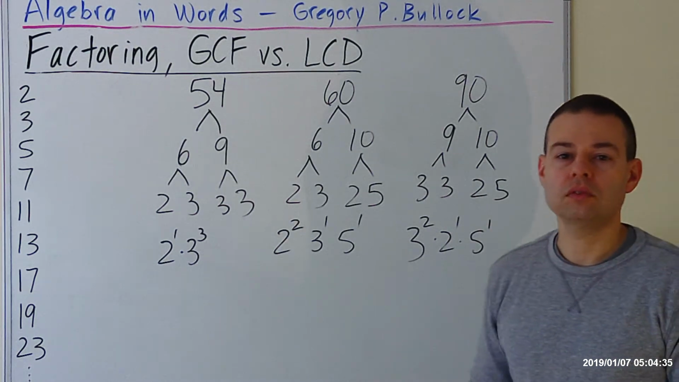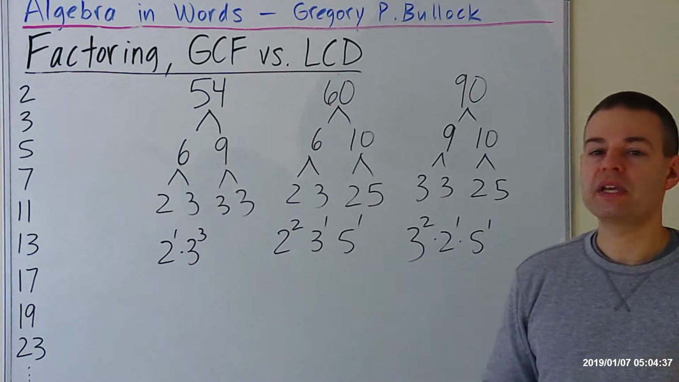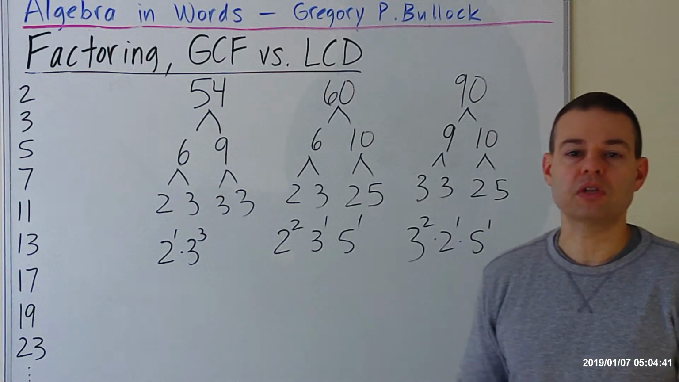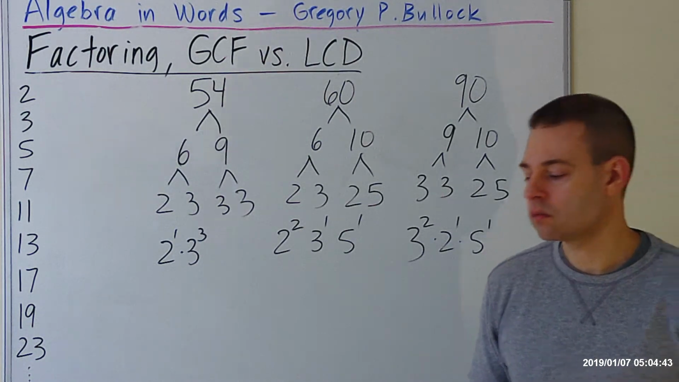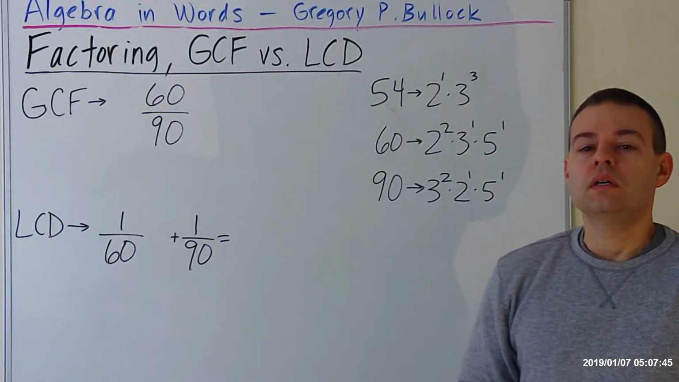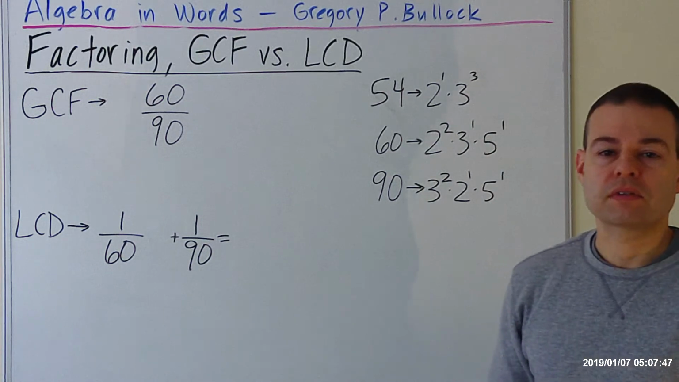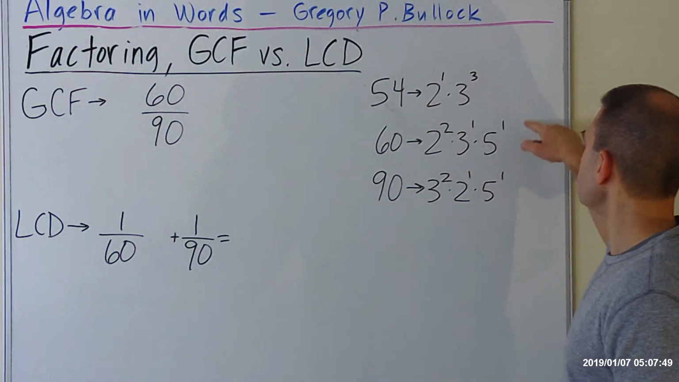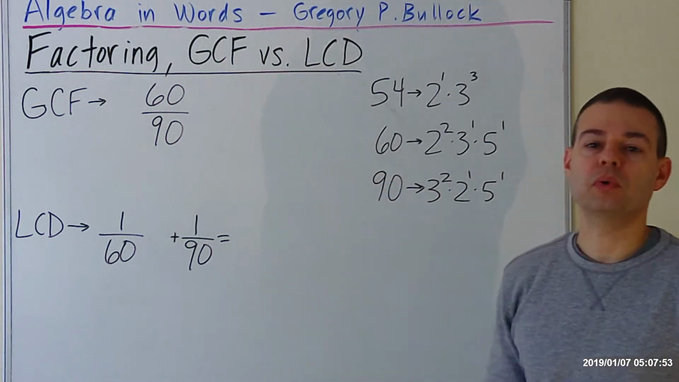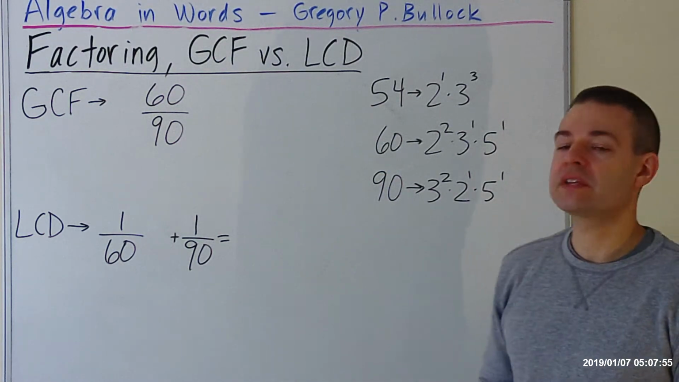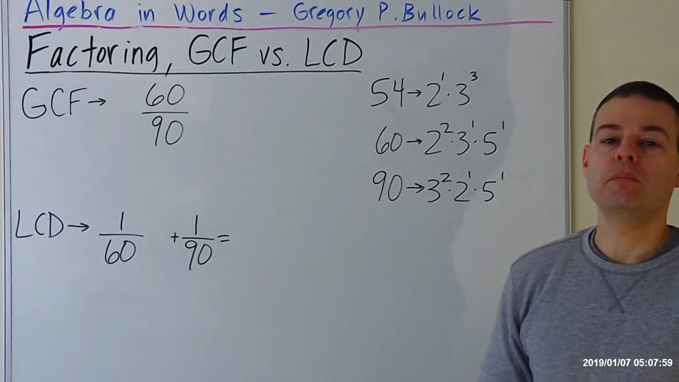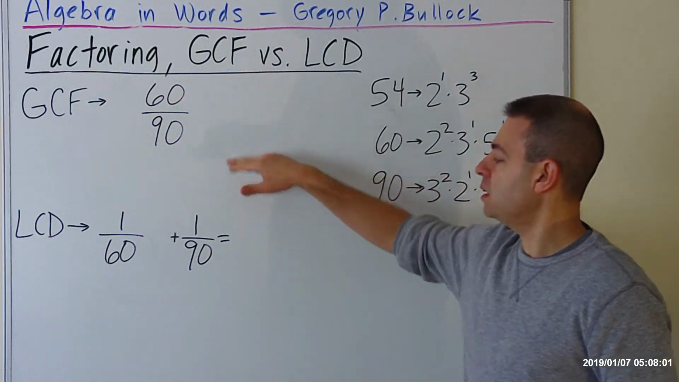Alright, so now that we have those, I'm going to basically erase some stuff and put a couple problems on the board where we're going to get to use these. I erased the prime factorizations, I kept the factors, and I wrote 2 problems on the board. One where we're going to use greatest common factor, and one where we're going to use least common denominator, both dealing with 60 and 90.